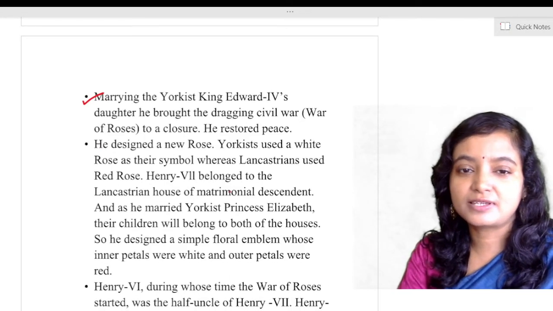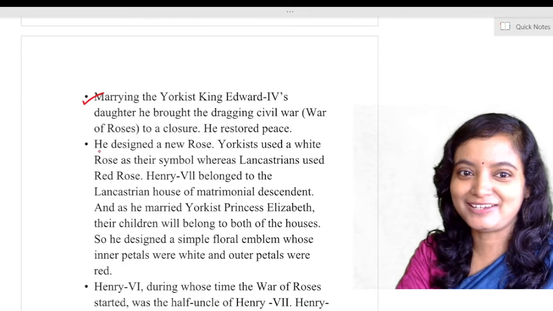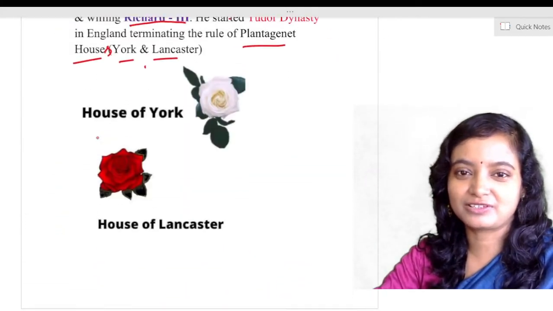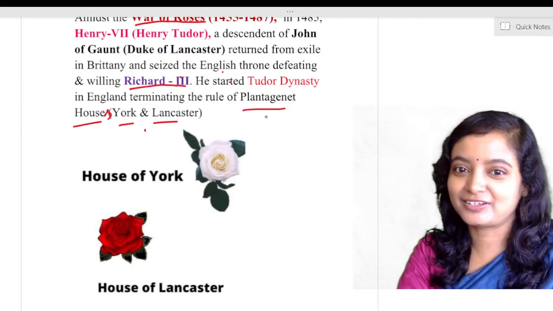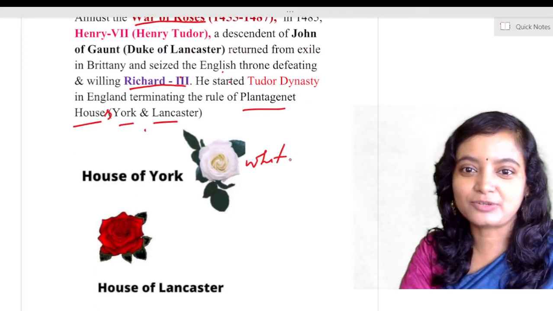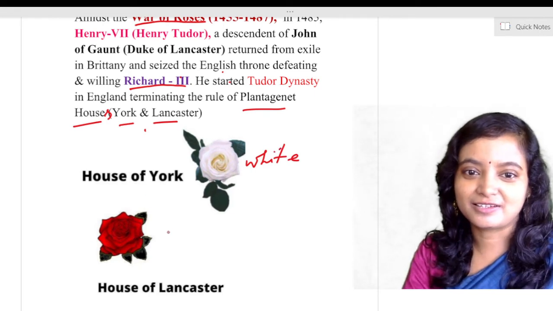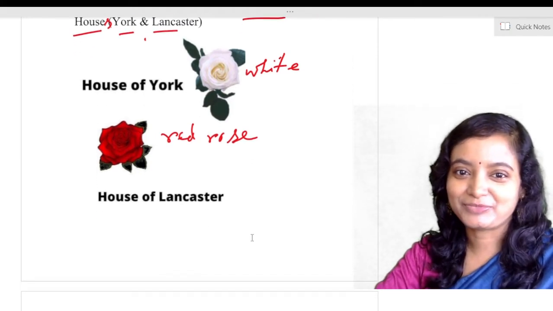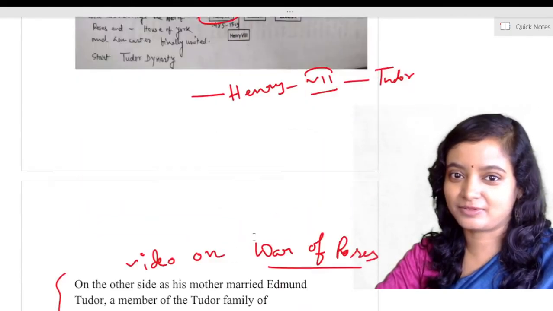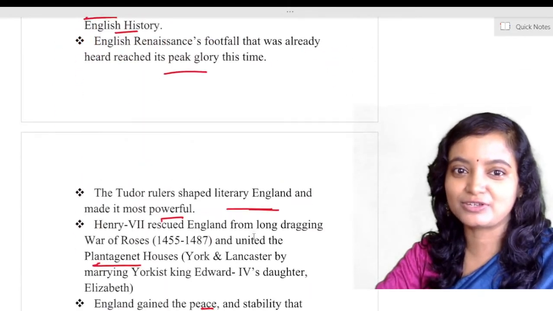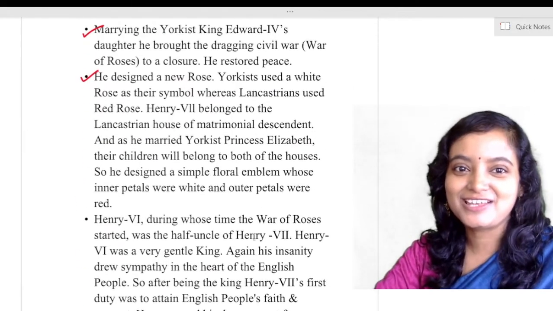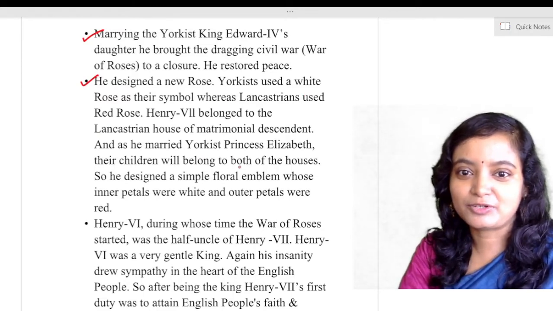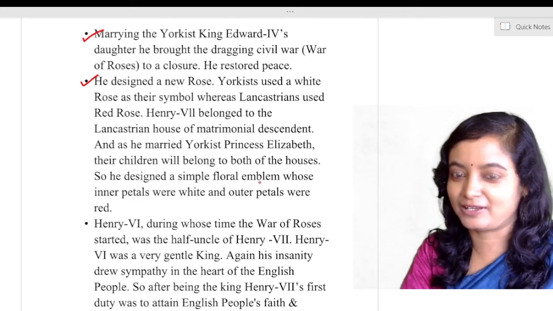It restored peace. He designed a new rose. Okay, you have to keep it in mind. What we have known about the roses: the House of York, white rose, and the House of Lancaster, red rose. So what should Henry the Tudor do? He established the Tudor dynasty, so he also established a new rose. What is the rose? This rose is white and red, so it belongs to both the houses. Design: a simple floral emblem.